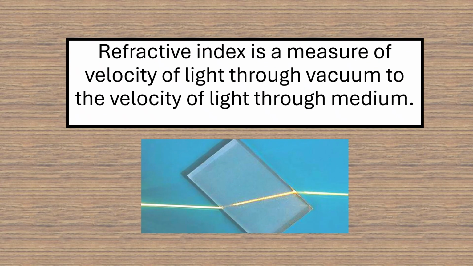So what is refractive index? A refractive index is a measure of the velocity of light through vacuum to the velocity of light through a medium.